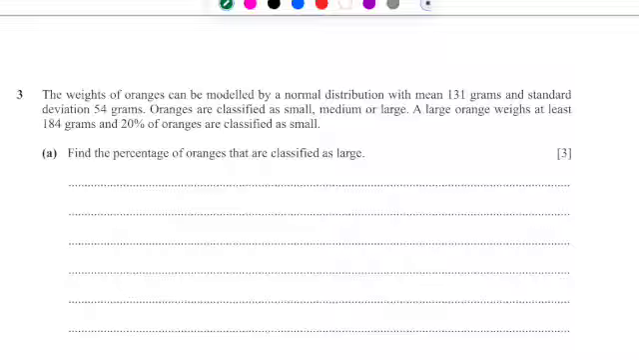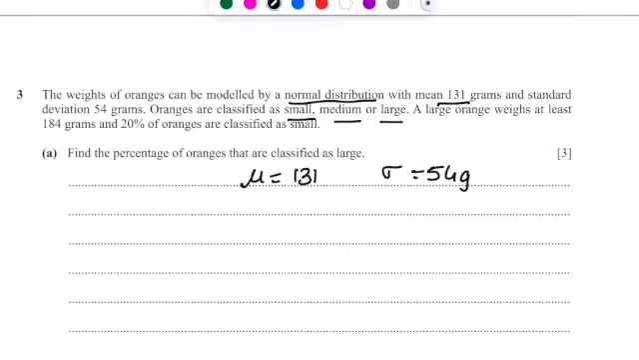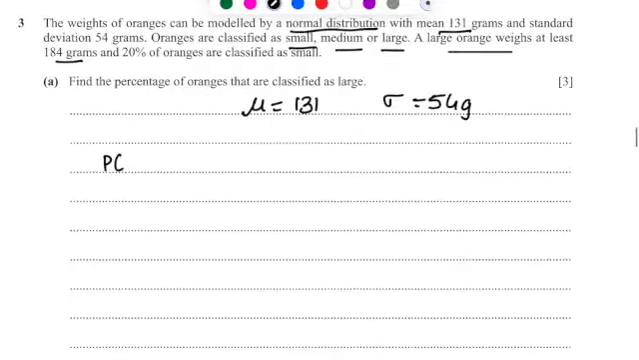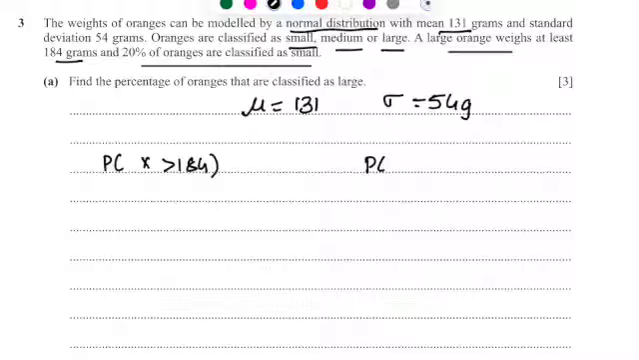The weights of oranges can be modeled by normal distribution with a mean 131. So mean equals 131 grams. Standard deviation equals 54 grams. Oranges are classified as small, medium, and large. A large orange weighs at least 184 grams. So probability of x greater than 184 is going to be called large, and 20% are called small. Probability of x less than small equals nothing but what? 20%. Find the percentage of oranges that are large.